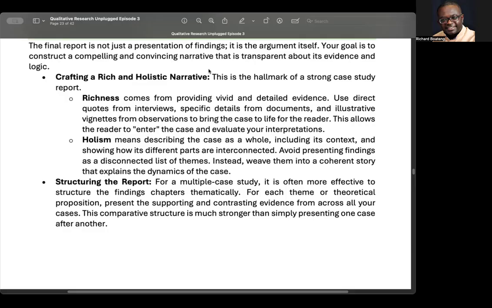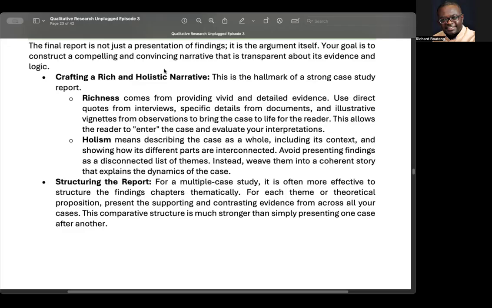Yes. Generally, a thematic structure works better for the findings chapters of a multiple case study. Instead of writing a separate chapter for each case, you organize chapters around your key themes or propositions. Within each thematic chapter, you present the supporting and contrasting evidence from across all your relevant cases. This structure inherently emphasizes the cross-case analysis and builds a stronger theoretical argument than a simple case-by-case presentation.